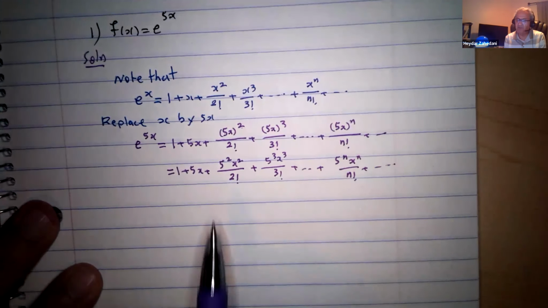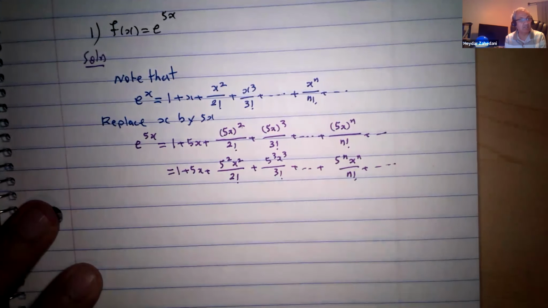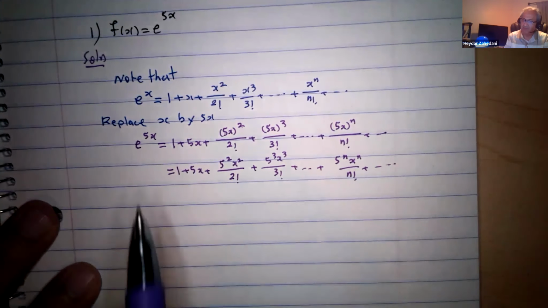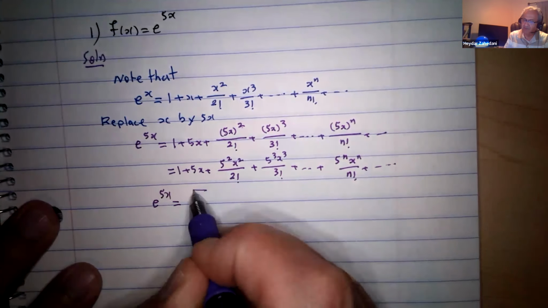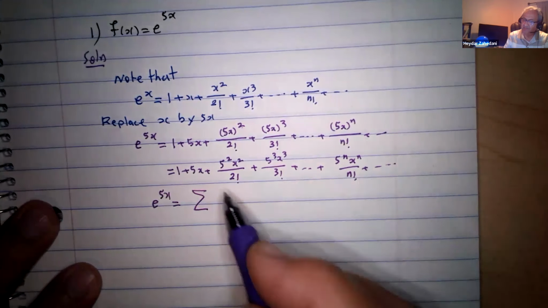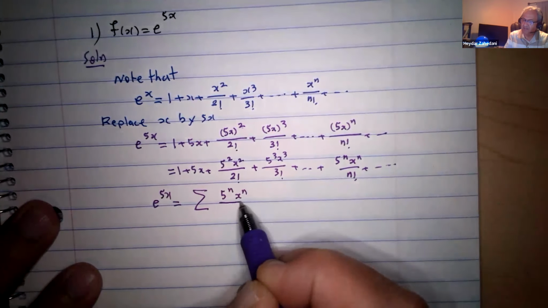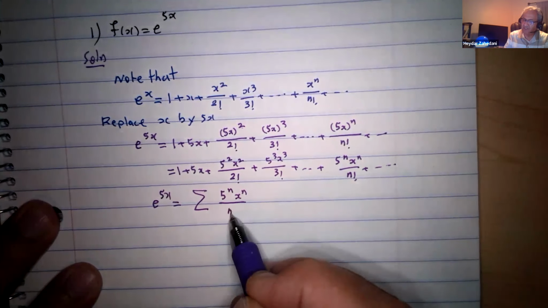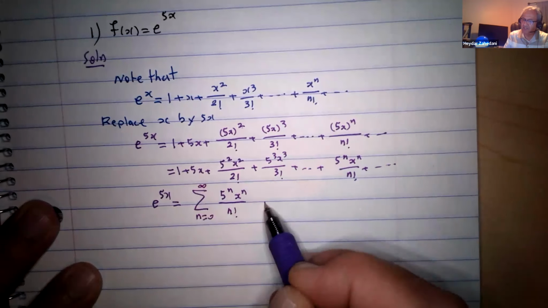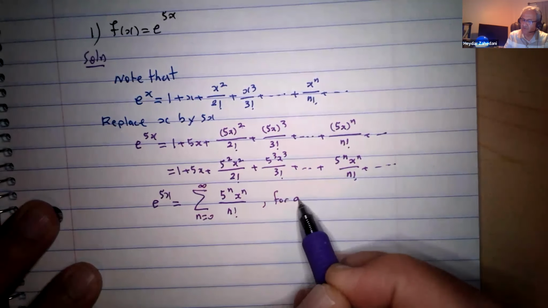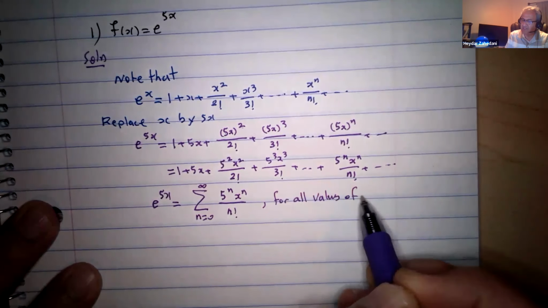Okay, so that would be a power series. You don't have to simplify 5 squared, 5 to the third, etc. You write it down as is. If you want to write it in sigma form, e to the 5x is simply equal to the sigma of the general term, 5 to the n, x to the n over n factorial, n from 0 to infinity. This is true for all values of x.